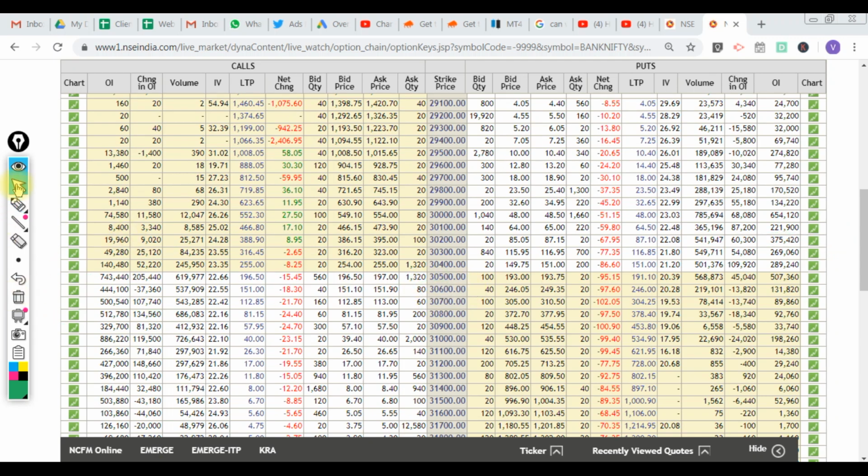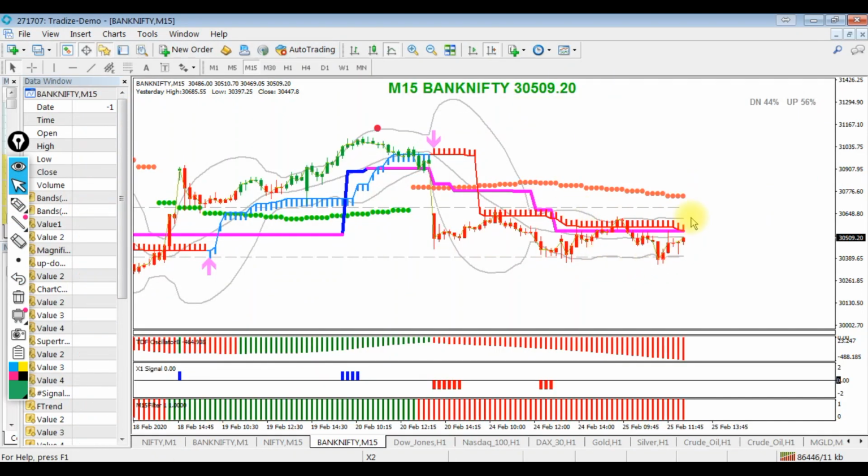Let us see what happens tomorrow. As per this structure, there must be at least some pullback, up to at least 150-200 points. Afterwards, if there is no buy signal, then again the market will fall.